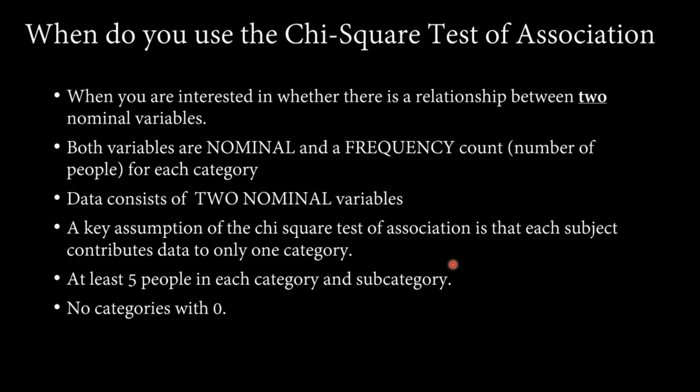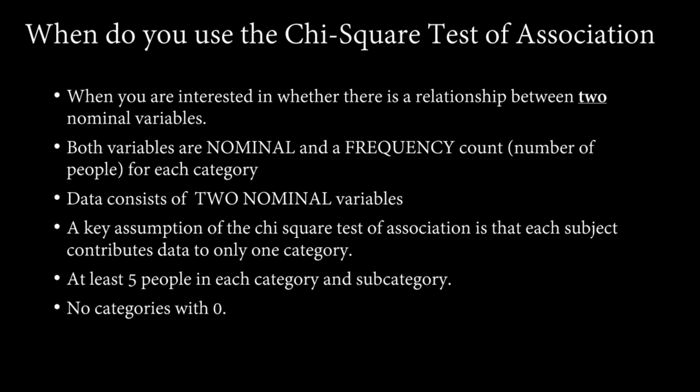Okay, so when do you use the chi-square test of association? Well, there are a few cases here that we can think of. First, when you're interested in whether there's a relationship between two nominal variables. So if you have two nominal variables, you can't use any other sort of test that we've learned so far in this series. So you really have to go to the chi-square test of association. And it is an association. That's what we're testing. Both variables are nominal, and we have a frequency count, a number of people for each category. The data consists of two nominal variables. If it's one variable, then we have to go and do a goodness of fit test.